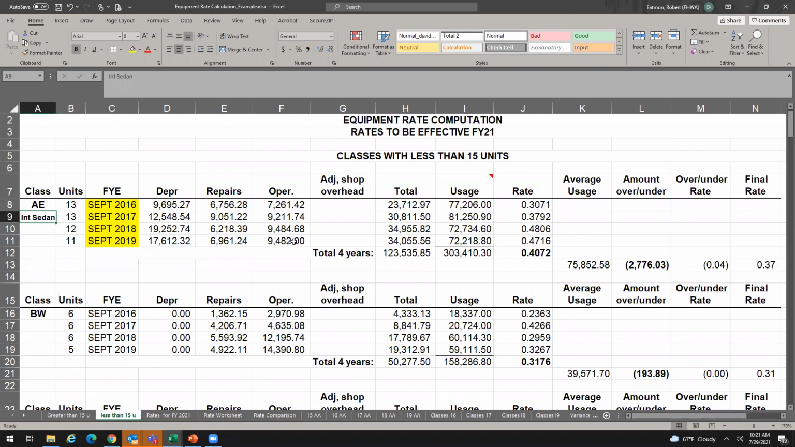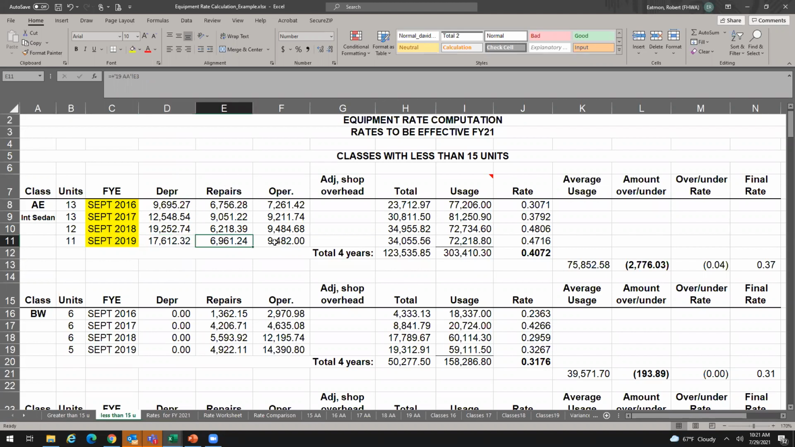You don't necessarily have to do that. This is more accurate, looking at an average over the course of several years instead of just looking at 1 year. But this is basically the way that they've identified how they are going to create their rates. So first we identify what is the class, then how many units, how many vehicles do they have? And notice 16, 17, 18, and 19 are our fiscal years. So if we're looking at just 19, they had 11 intermediate sedans. Their total depreciation expense for the year for those 11 sedans was $17,000.